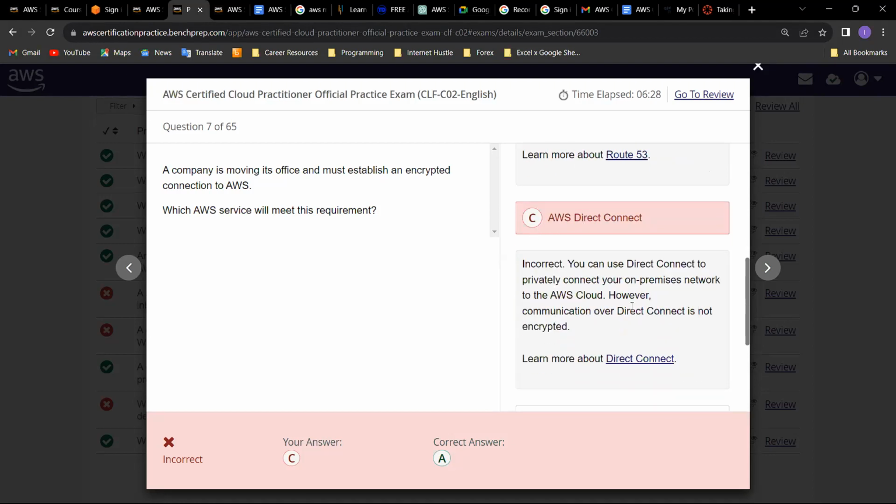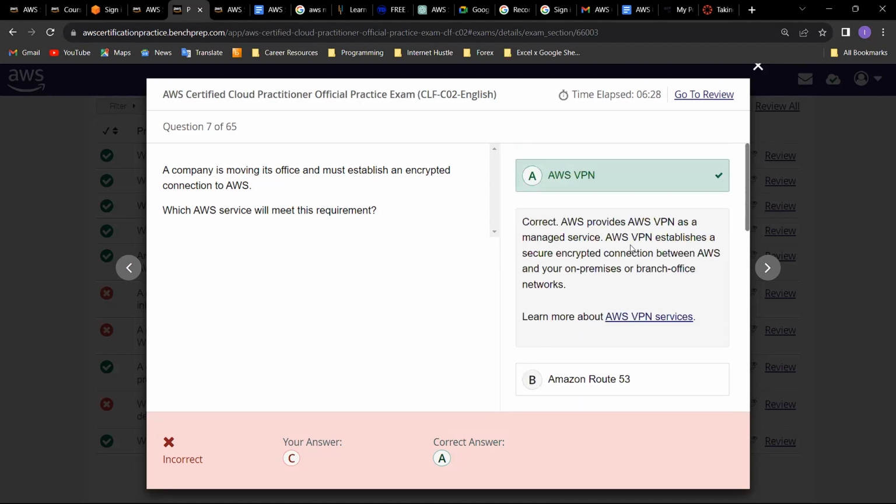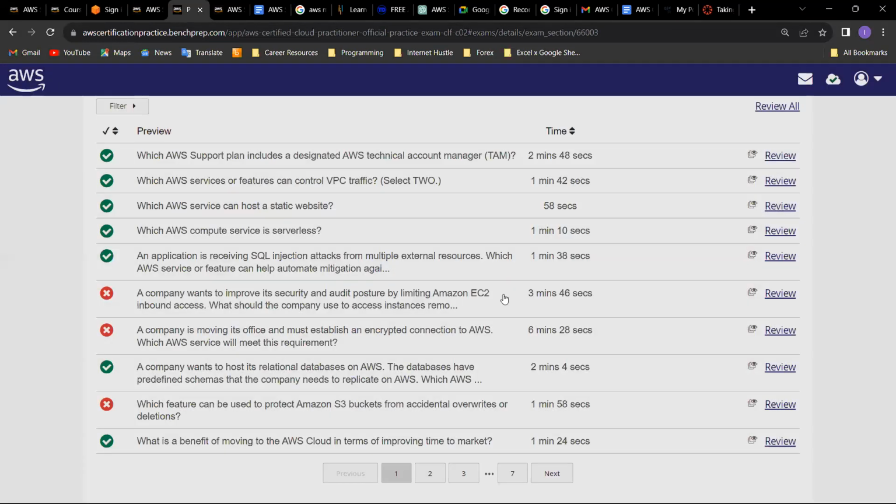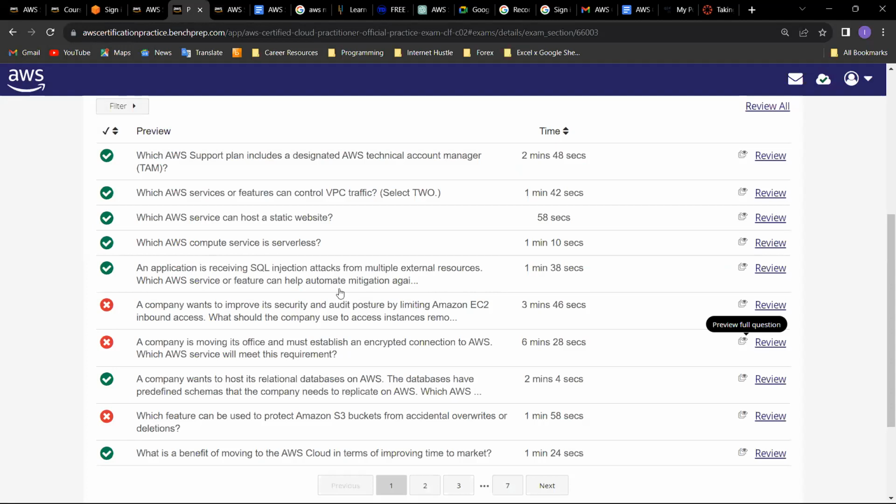Yes, Rosemond. You can use Direct Connect to privately connect your on-premises network to the cloud. However, communication over Direct Connect is not encrypted. Encryption was stated in the question. Direct Connect is only for speed. We went with the majority, and I didn't say anything either. So it's AWS VPN. And there was another question.